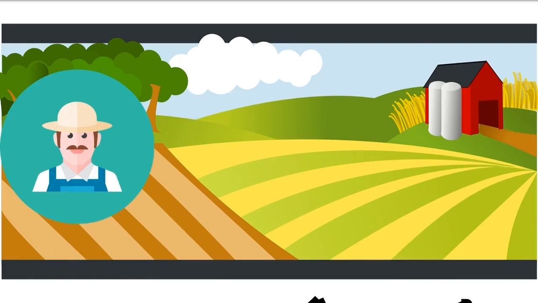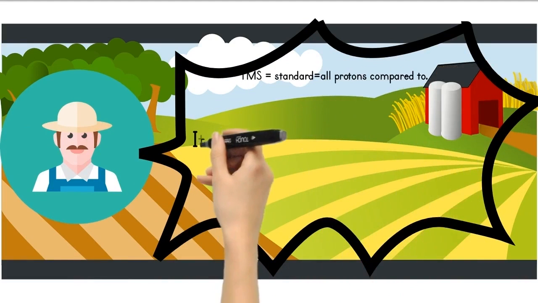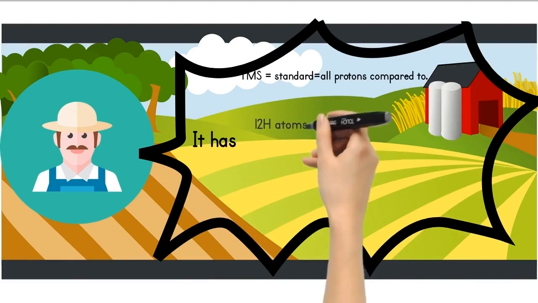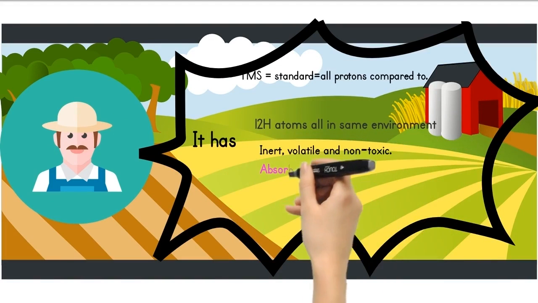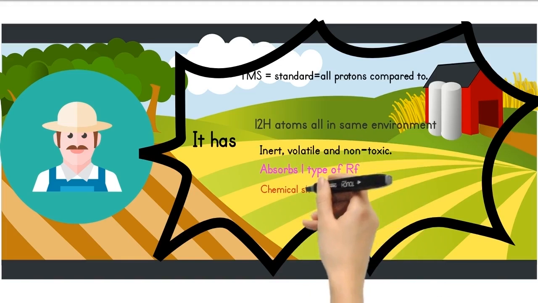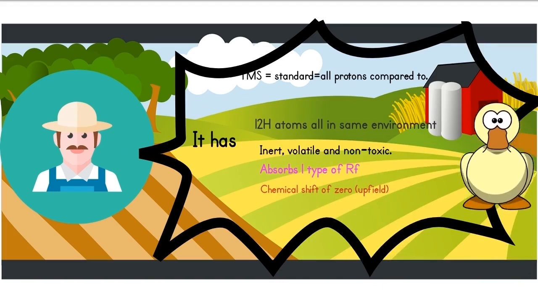Deuterochloromethane is the solvent in NMR and the standard is TMS, standing for tetramethylsilane. It is used because it has 12 equivalent hydrogens. It is inert, absorbs one RF frequency and has a chemical shift at 0, upfield away from other substances.